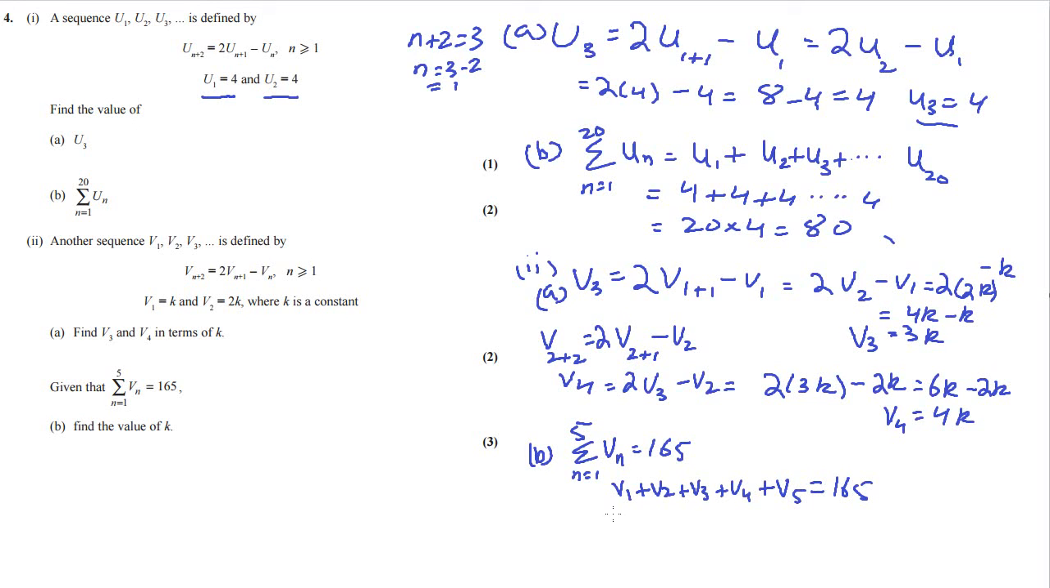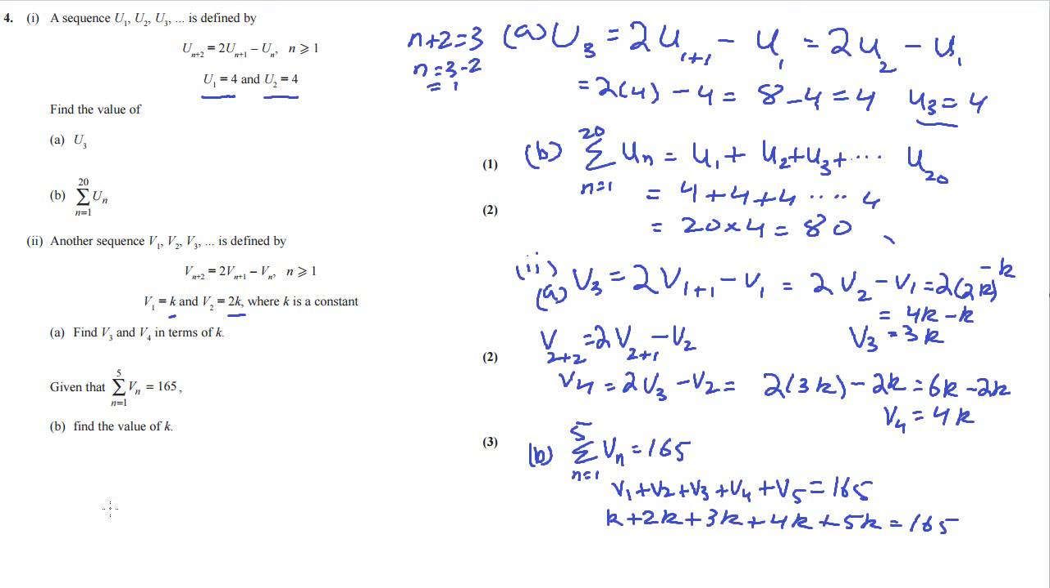Now let's put them. So v1 was k, v2 was 2k, so we have k plus 2k plus, we saw the v3 was 3k, 3k plus v4 was 4k. Yeah, v5 we haven't found, but you can guess from here, it should be 5k equals 165. Rather, the proper way would be to first find v5, because you know that there would be a mark for that.